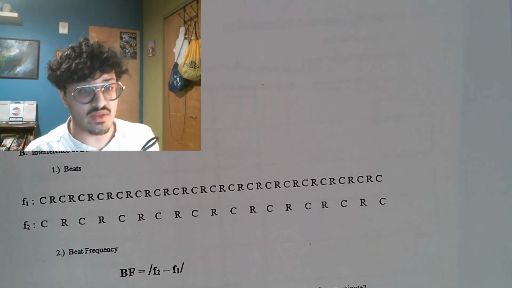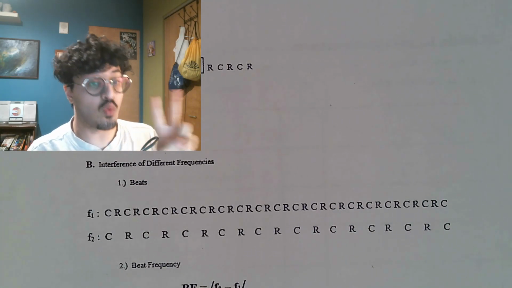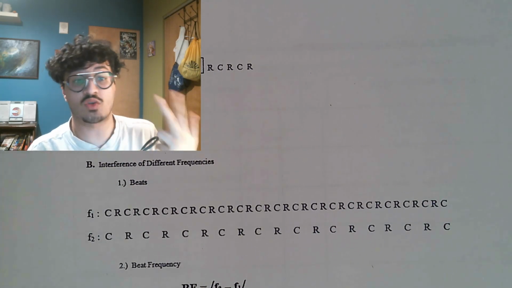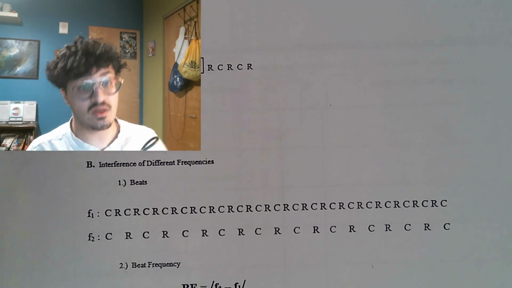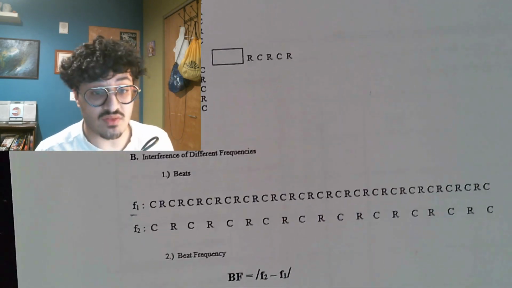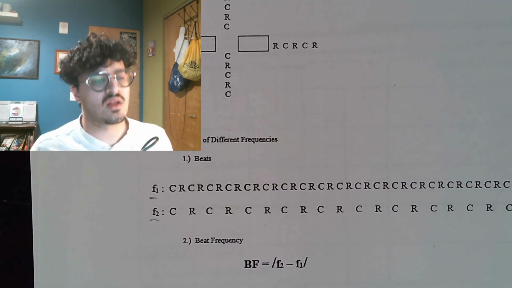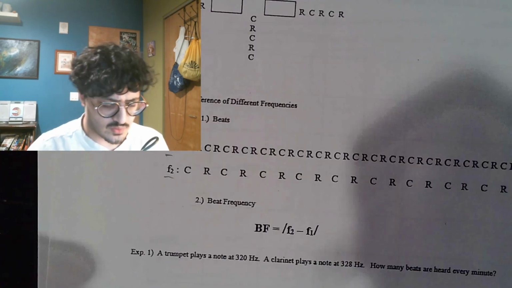Let's take this as a brief example. We have two different frequencies. One wave has twice the frequency of the other. So one frequency is twice as big as the other. Let's call that frequency 1, and let's call this lower frequency 2. Let's see what happens when we put those two frequencies together.